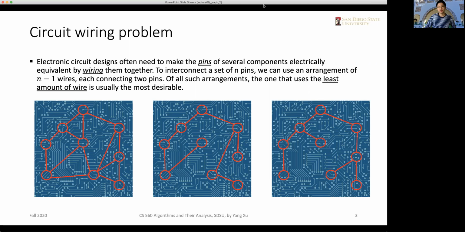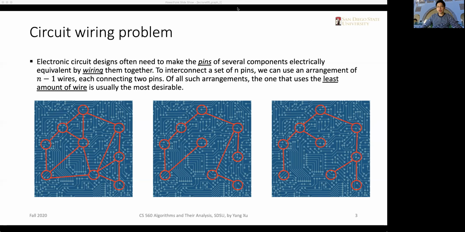For example, if I cancel these relatively long edges and replace them with the shorter edges here, then the total length of the wires can be further saved.